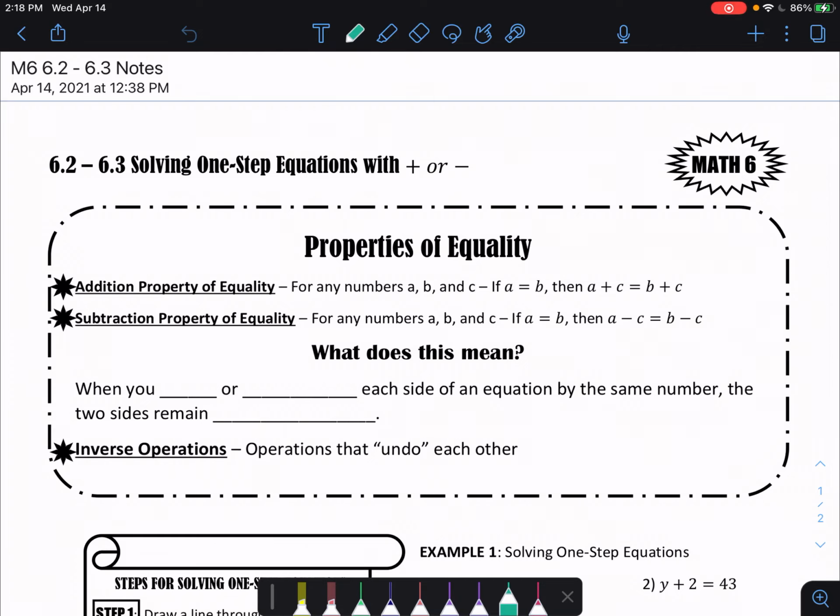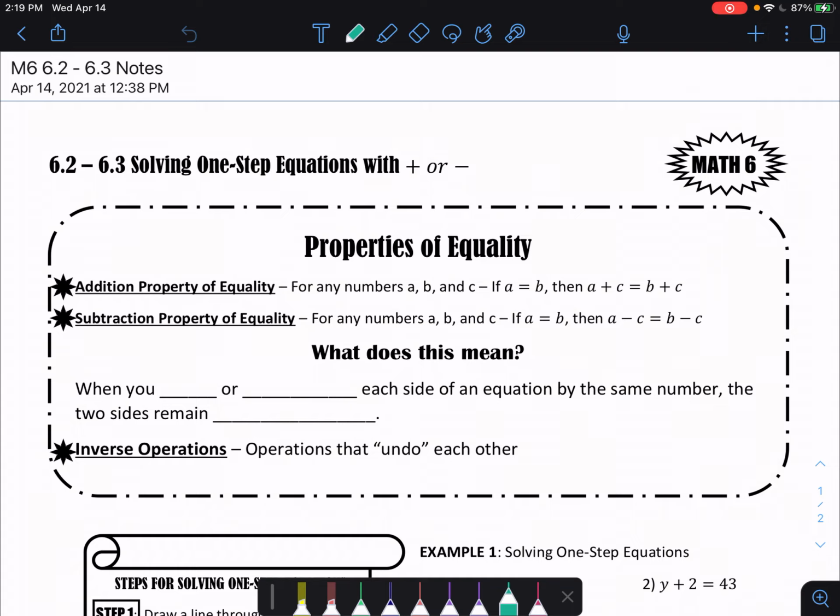Hey everyone, today we are going to be solving our one-step equations. So we worked on identifying solutions to equations. Today we're actually going to work on solving and then checking our solutions. So we are going to first talk about the properties of equality for addition and subtraction.